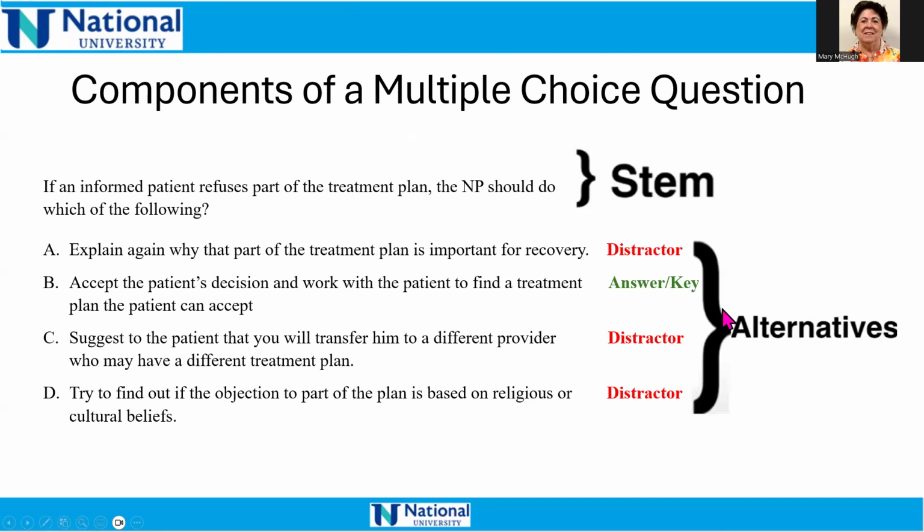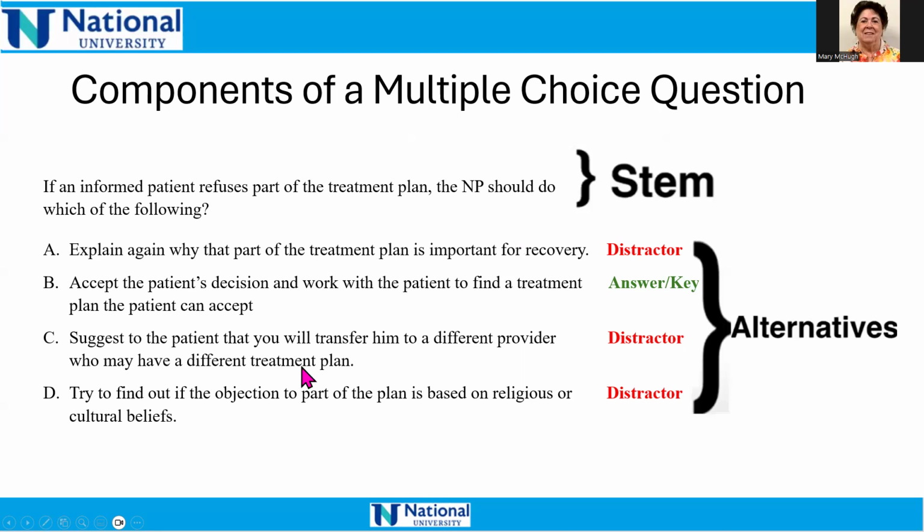These are called alternatives as a group. And an individual item is going to be either a distractor or an answer. The word answer is used more often than key, but sometimes people will call the correct answer a key. So in this particular question, you have one correct answer and three incorrect answers.